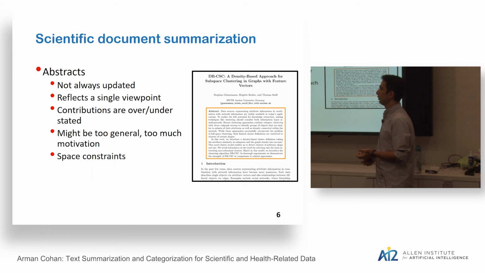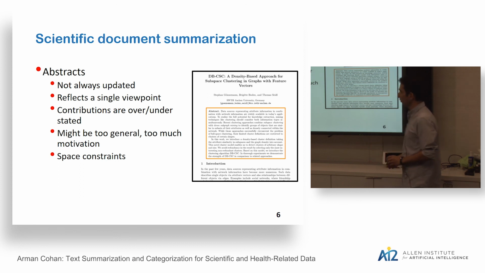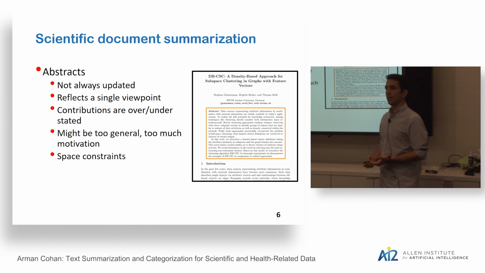The main contributions of the papers are published in journal venues. And in journals, articles go through rounds and rounds of revisions. And it turns out that authors forget or do not update abstracts many times. And there are some contributions that are not stated in the abstract, or sometimes are overstated or understated.